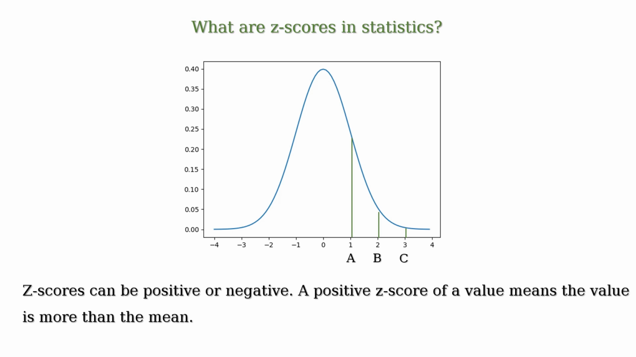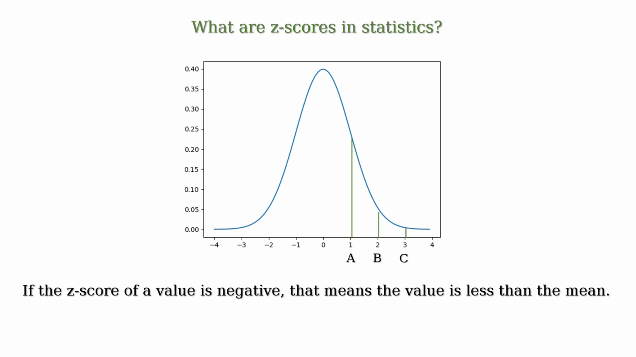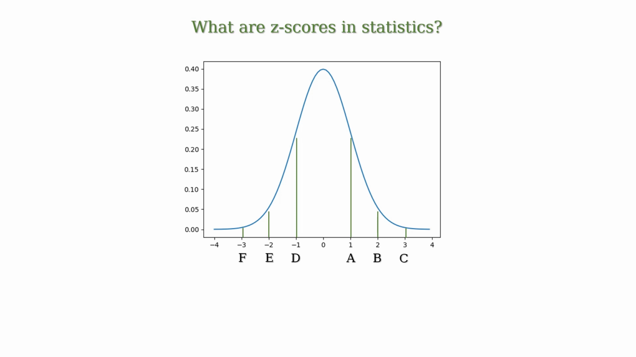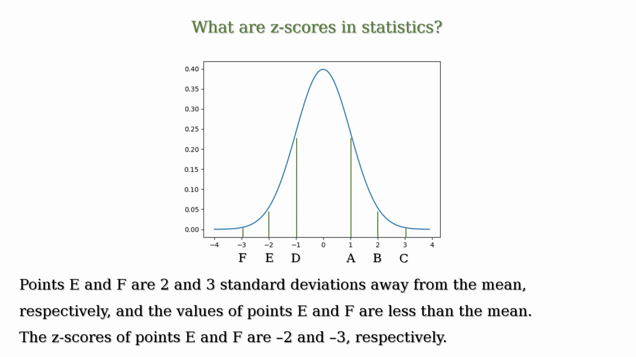Please note that z-scores can be positive or negative. A positive z-score of a value means the value is more than the mean. And if the z-score of a value is negative, that means the value is less than the mean. So, point D here is 1 standard deviation away from the mean, and the value of point D is less than the mean. So, the z-score of point D is -1. Similarly, points E and F are 2 and 3 standard deviations away from the mean respectively, and the values of point E and F are less than the mean. Therefore, the z-scores of points E and F are -2 and -3 respectively.